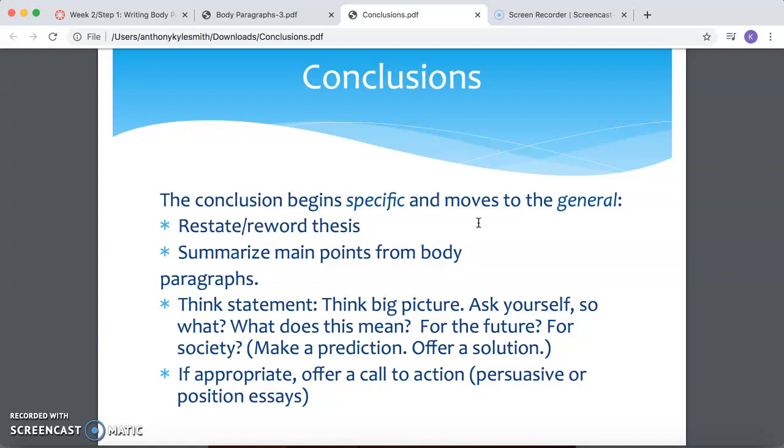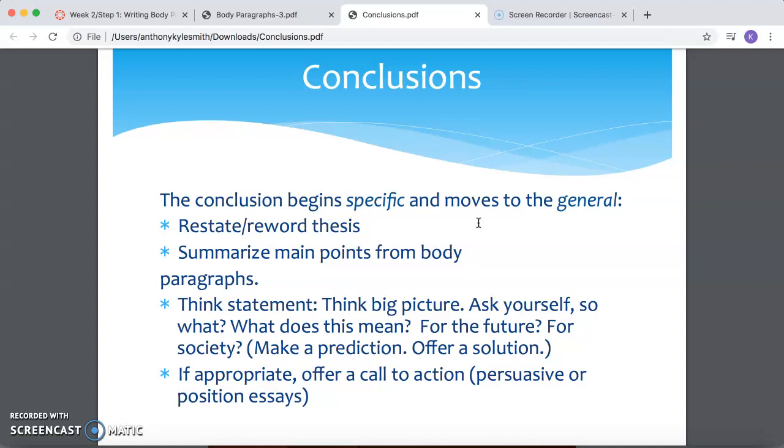So ask yourself, so what? Why did I write this paper? What does it mean for society, for the future? Make a prediction, offer a solution, or if you're writing a persuasive or argumentative or position essay, you might offer a call to action, which is just information for how the reader can get involved, whatever it is you're writing about. But make a point.